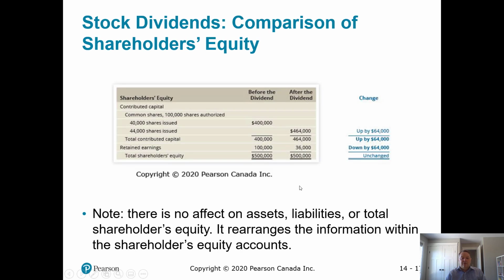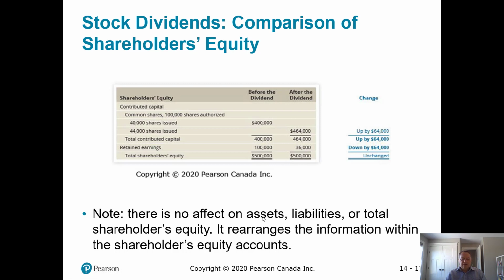So it's interesting, the impact on the shareholders' equity section before and after these dividends is nothing. It's still the same. We're just basically moving money from retained earnings to contributed capital. In this case, you can see it's changed by 64,000. It's come out of retained earnings, and it's gone into share capital, or contributed capital, pardon me. Those two terms, share capital and contributed capital, can be used interchangeably.